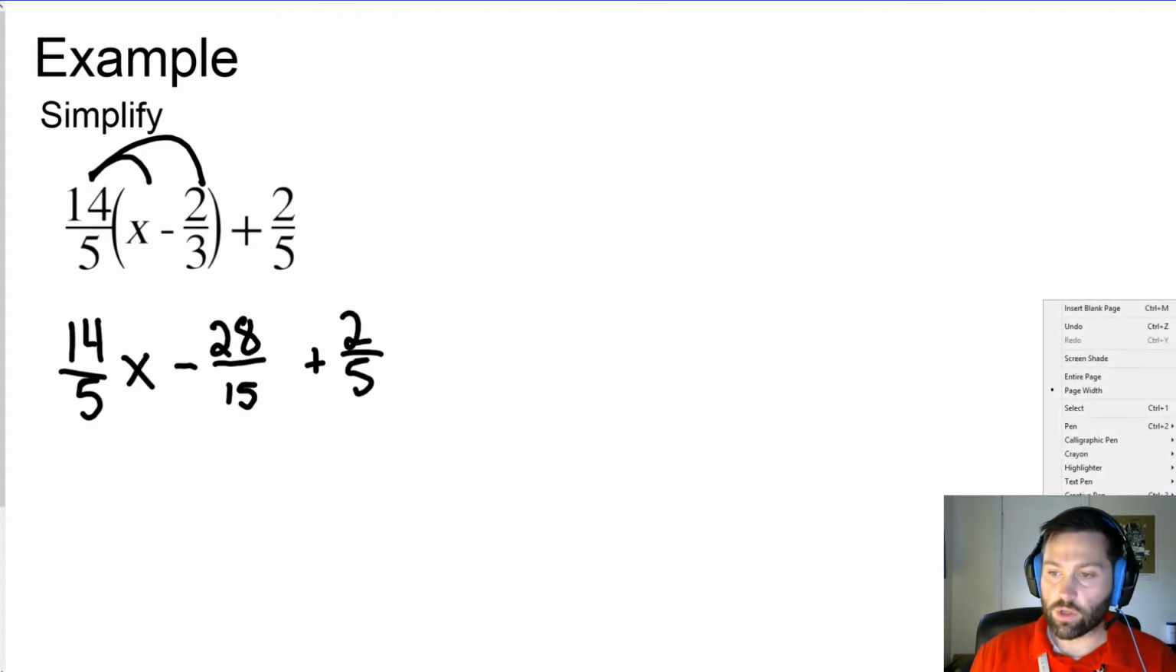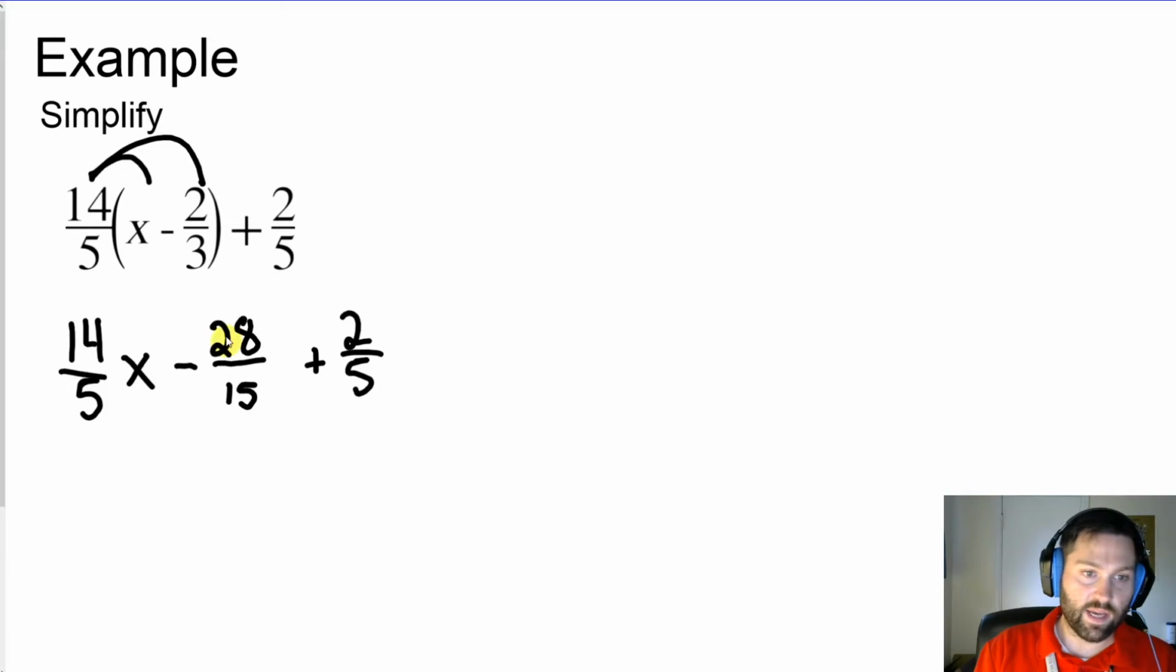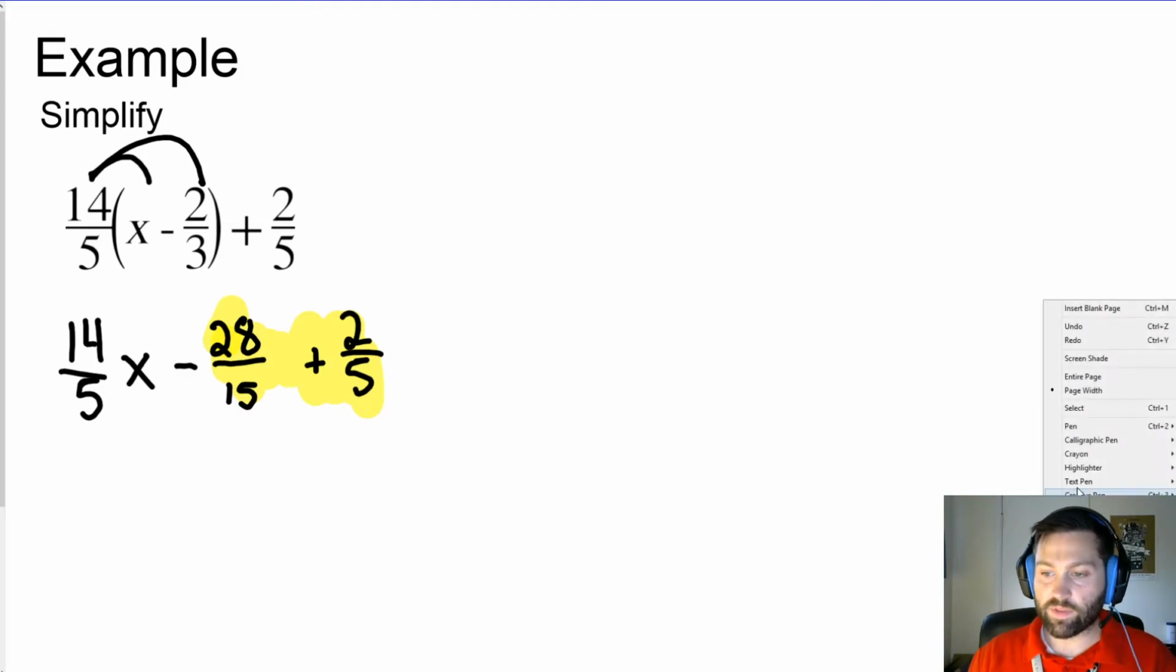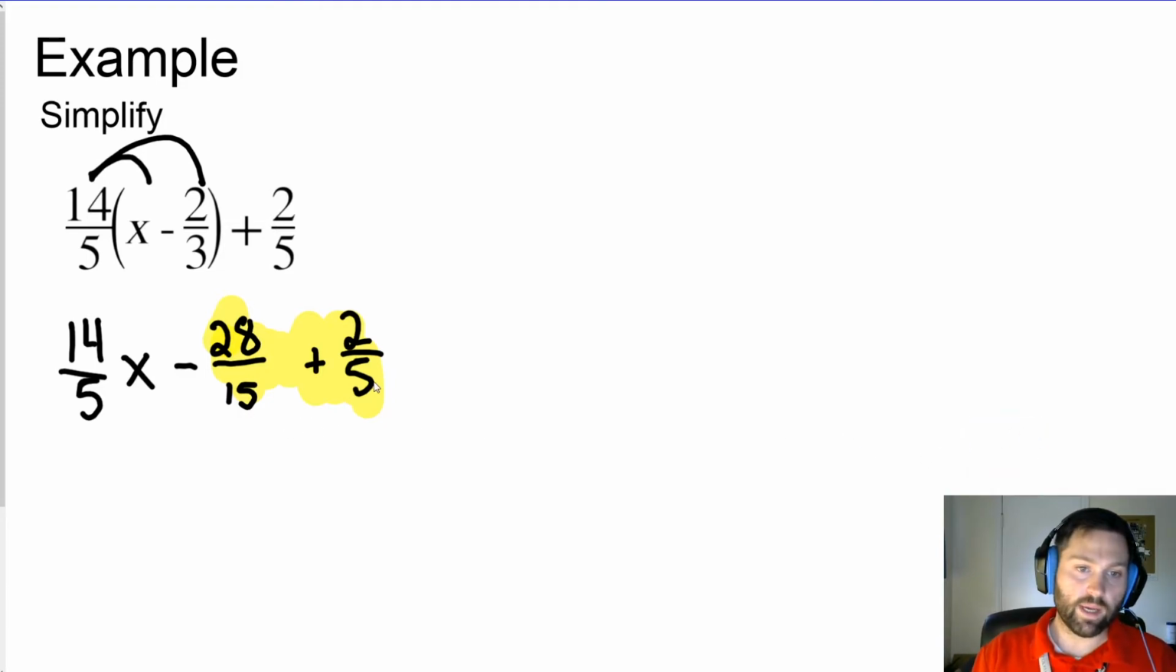And so I'm going to switch colors here really quick. Actually, I'm going to use my highlighter. I can then see that these two here are like terms. So they need to be combined. And when I say they're like terms, I am talking about that they are both constants. So they both need to be combined, even though they don't have the same denominator yet.